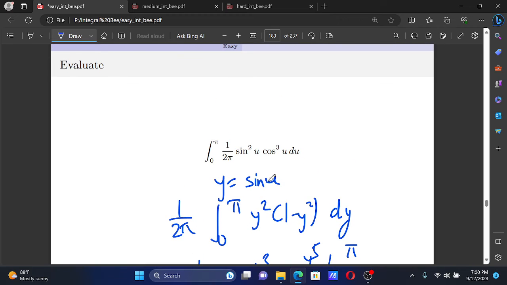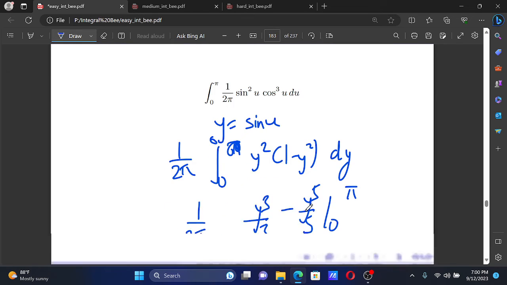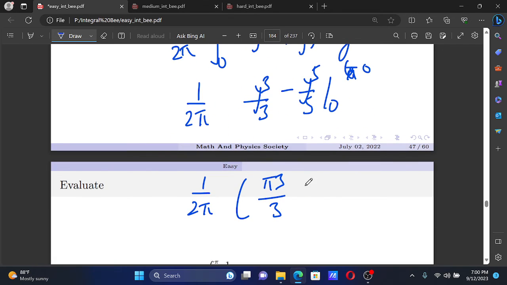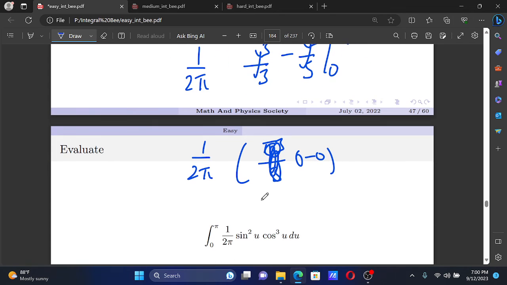Wait. After we do sin u, sine of 0 is 0, and here sine of pi is also 0. I didn't change the limits, so it's from 0 to 0, and that's just 0. We don't need to do anything. No, it's just 0 minus 0. That's 0.